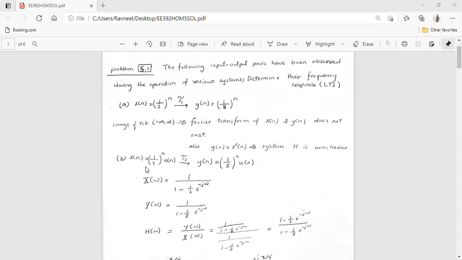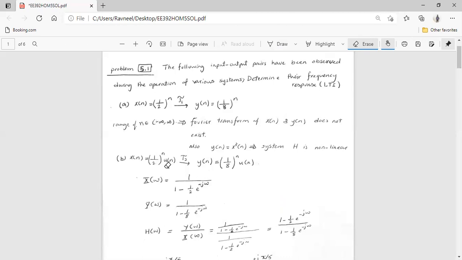Then part B, again, we are given the same sequence, but this time the sequence is bounded by u of n, right? Basically, your system will start from 0 and go towards positive infinity, right? So in this particular case, both the graphs will be something of this kind, isn't it? Right? So it will be coming towards 0 as it approaches infinity. So since it is bounded, there is a Fourier transform that exists for this particular form. So we can directly apply the Fourier transform properties in this particular case.